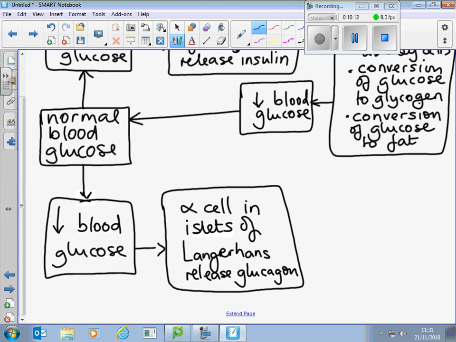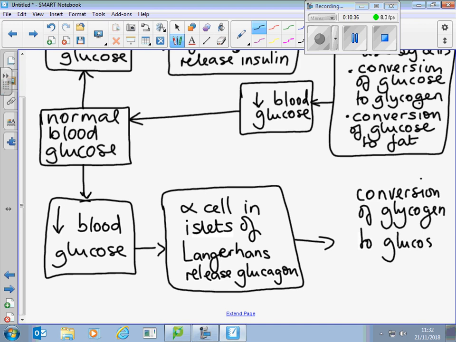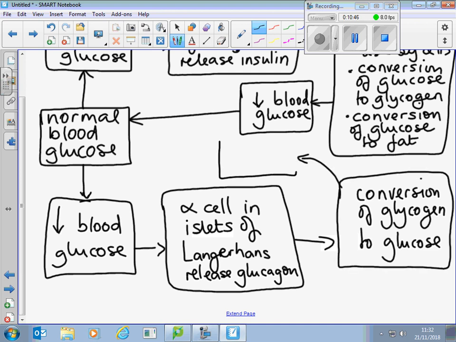And that doesn't reverse all of this. It doesn't break down fat. It doesn't make the cells spit out glucose exactly, but it does convert the glycogen back to glucose. And so that will raise the blood glucose, and that will take you back to normal. So we've got two different correction mechanisms going on here.